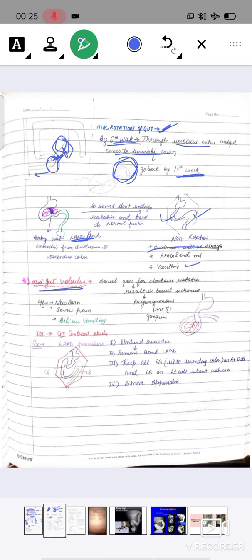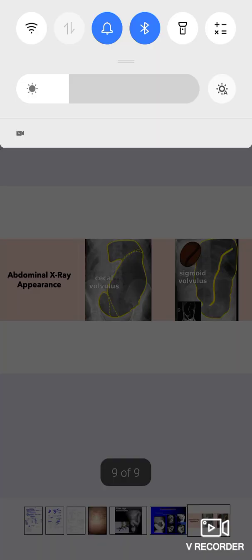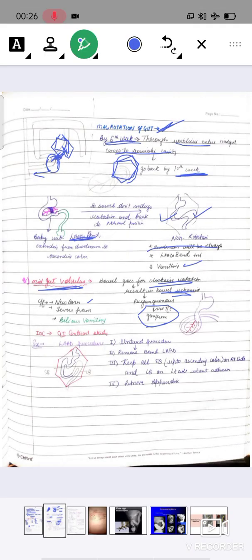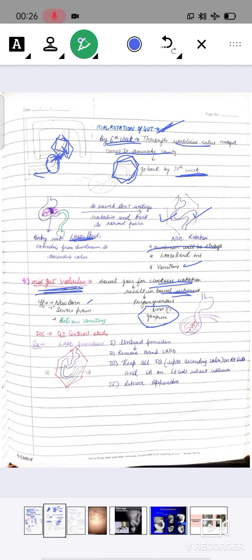Whereas in midgut volvulus there will be clockwise rotation, resulting in bowel ischemia, and if it persists it will cause gangrene. Midgut volvulus is a common clinical feature in the newborn. In a newborn, there will be severe pain and bilious vomiting.